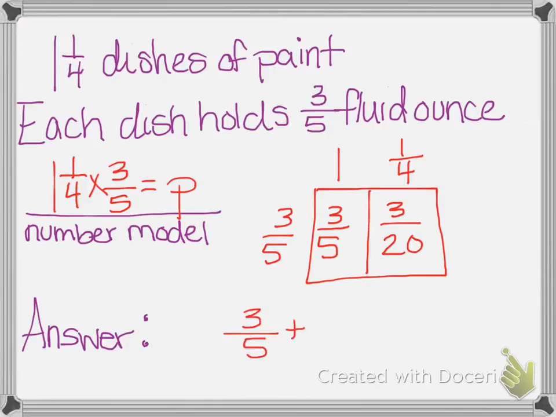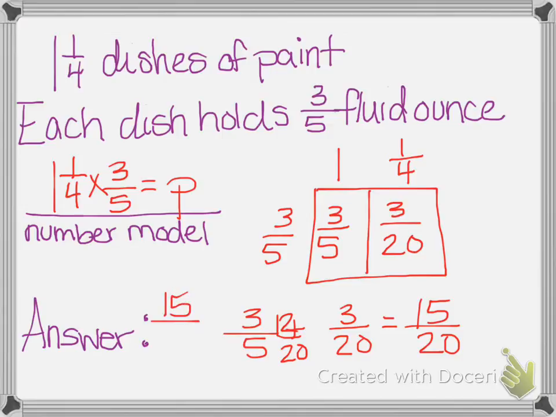So 3/5 plus 3/20, I can make both of my denominators into 20 since we need a common denominator to add. 5 times 4 is 20, 3 times 4 is 12. My denominator stays 20. 12 plus 3 is 15. So my answer is 15/20 fluid ounces.